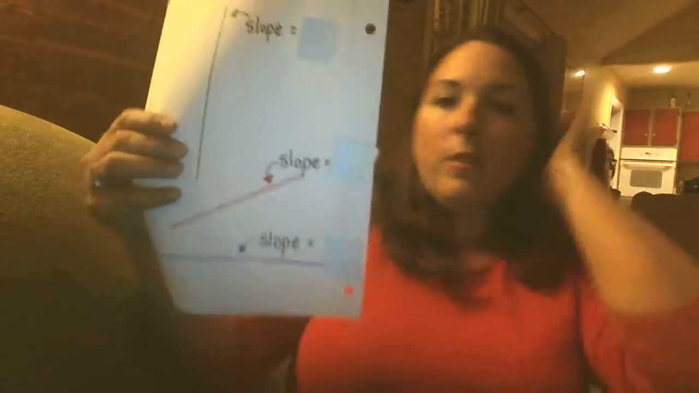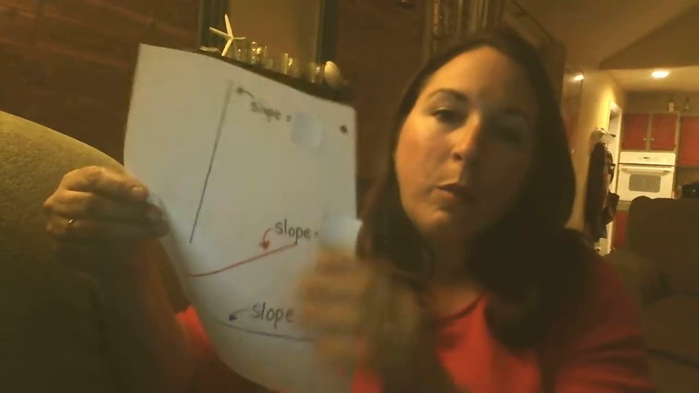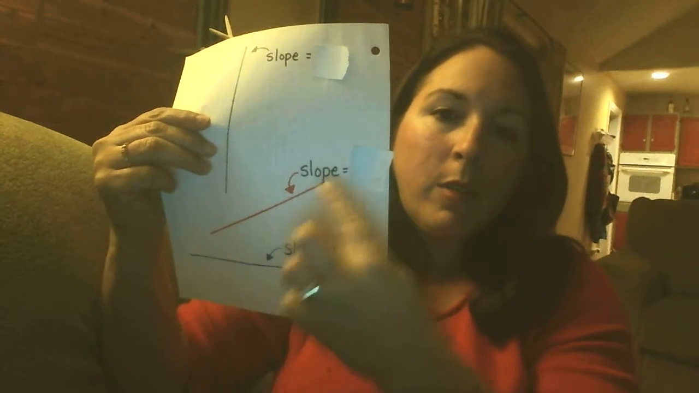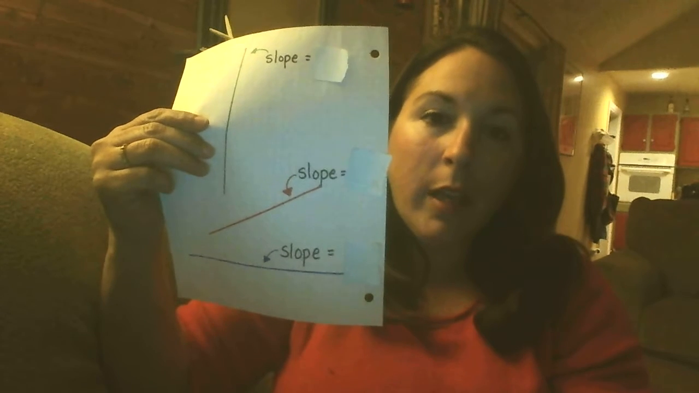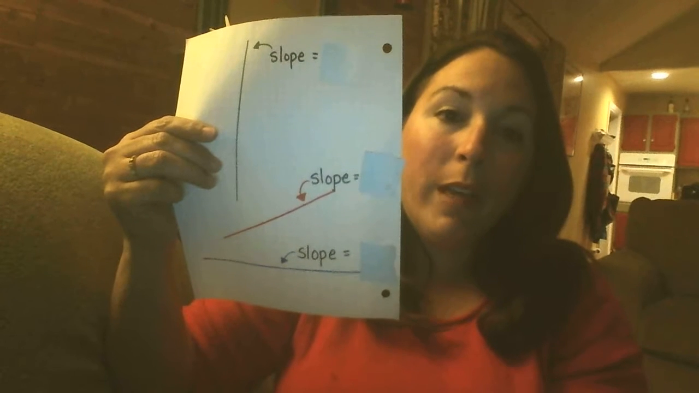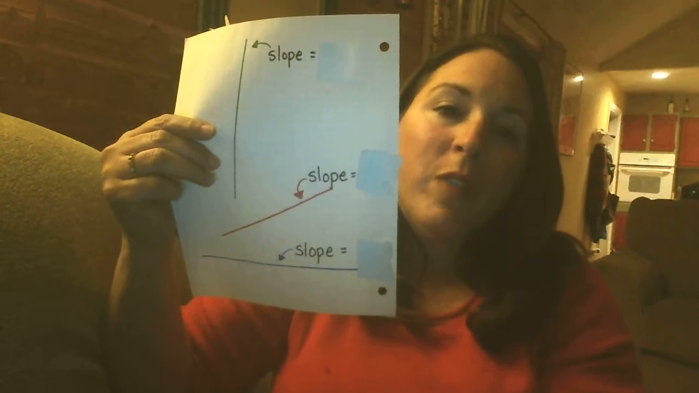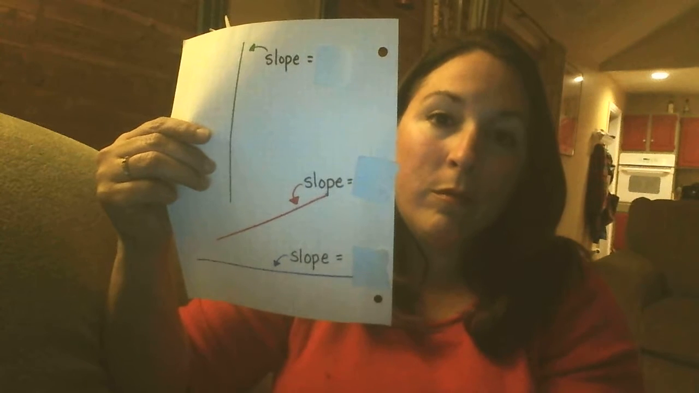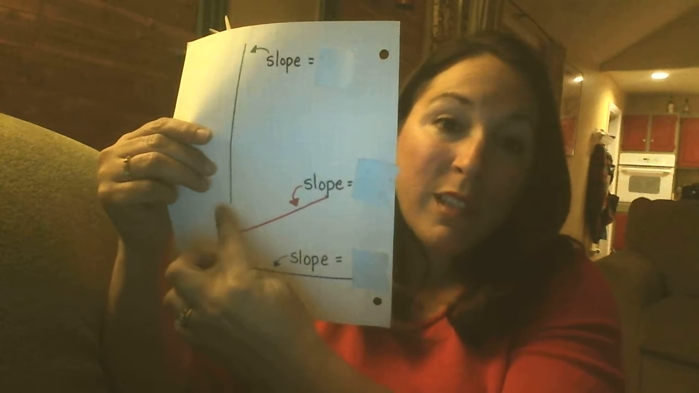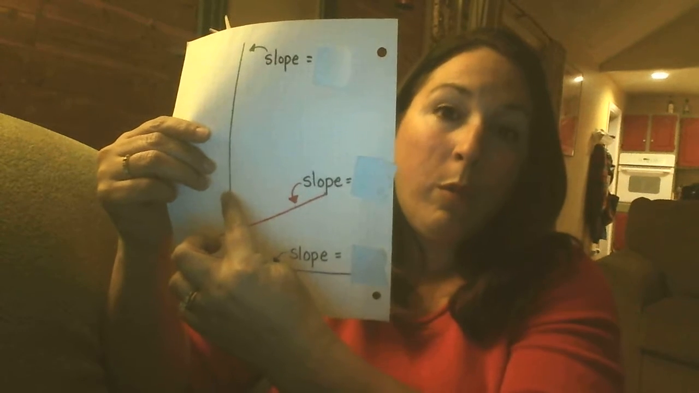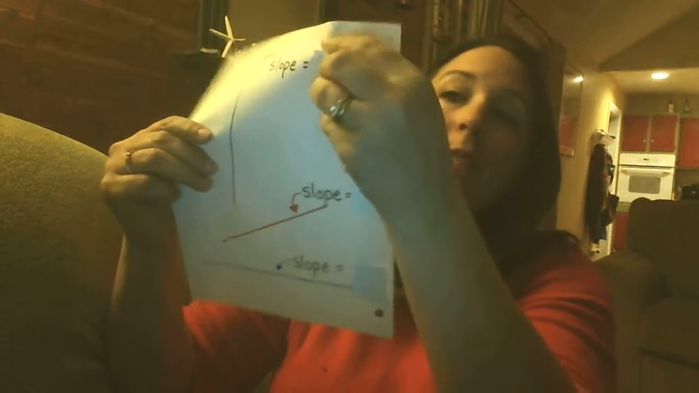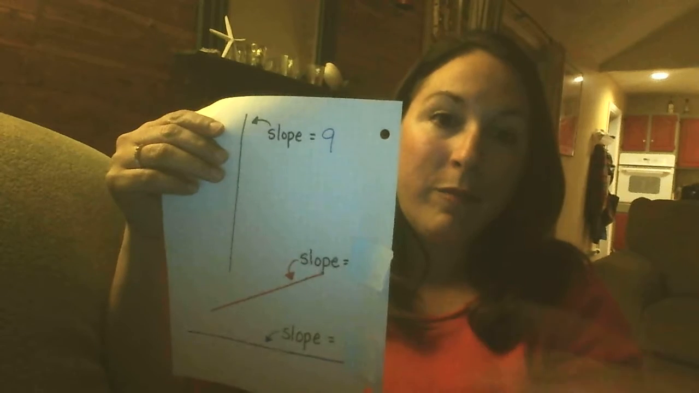Here we have three lines. The blue one at the bottom goes straight across. The red one goes up at a small angle, kind of like our bunny slope. And then this green one goes up at a very steep angle, like our black diamond. Which of these three lines do you think has the biggest slope? That's right, it's this top one, the green one, because it is so steep, it's practically vertical. It has a very steep slope, which means that the slope is going to be a pretty big number, and in this case, it is 9.